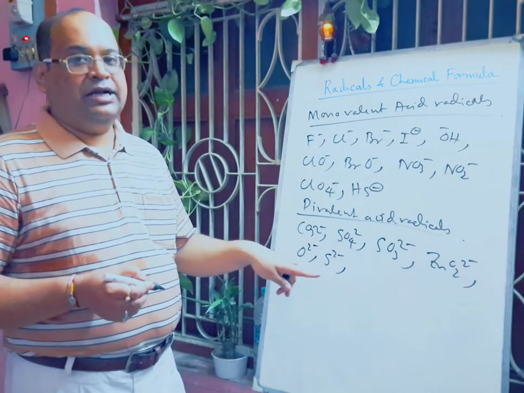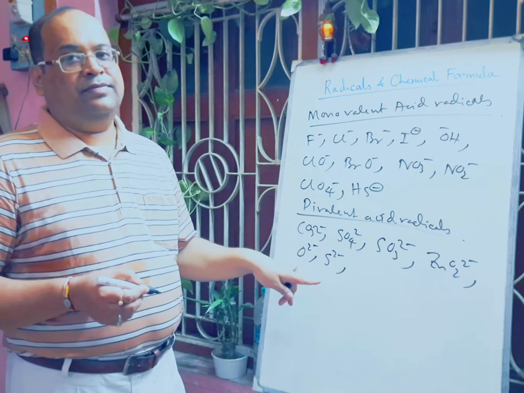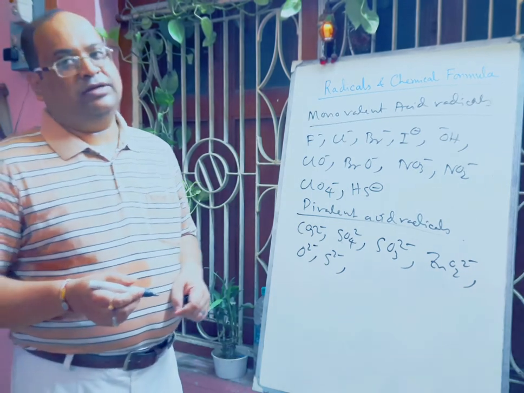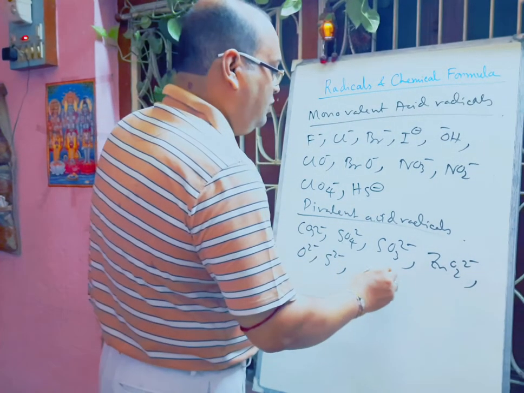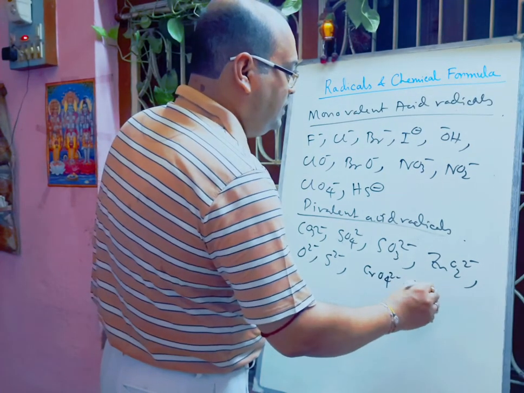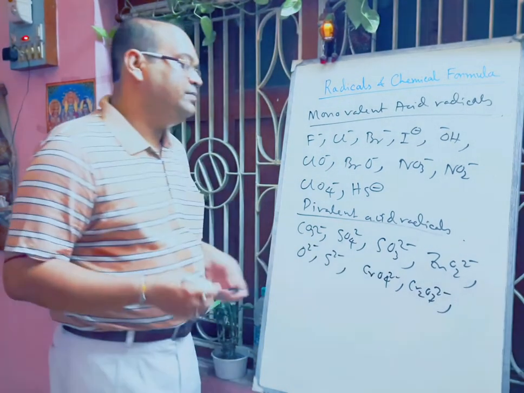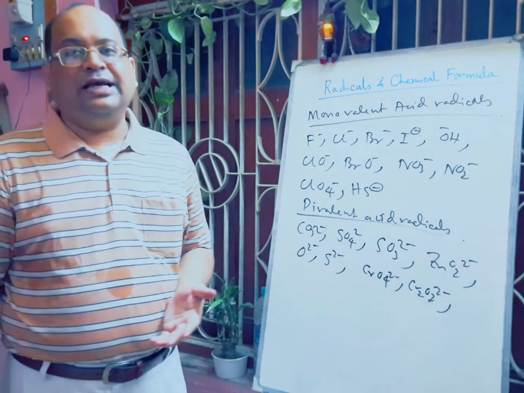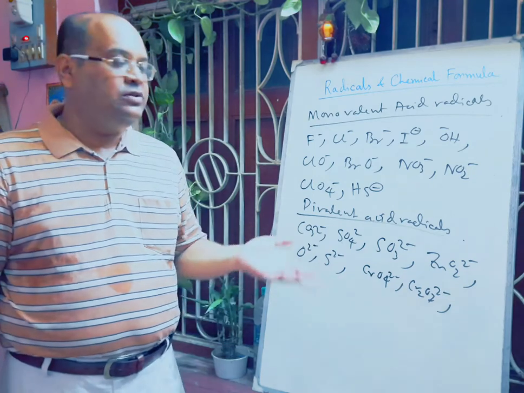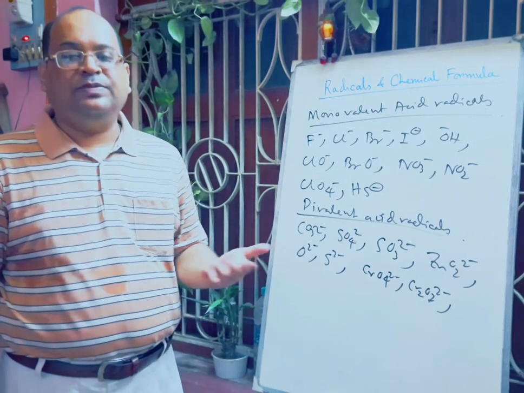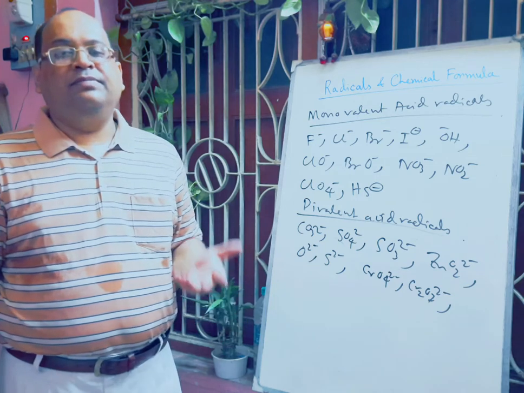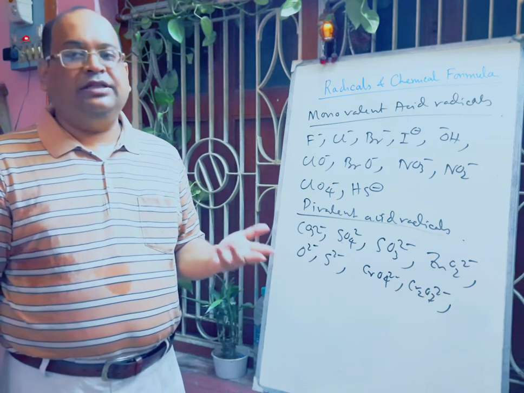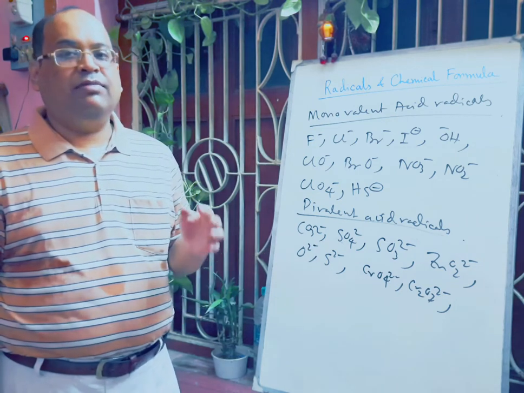Here also they are divalent. Understand? Next we can tell chromate and dichromate, CrO4 2 minus and Cr2O7 2 minus. So these are also divalent acid radicals. Next there are trivalent acid radicals like aluminate AlO3 3 minus, nitride N3 minus, phosphate PO4 3 minus, phosphide P3 minus, and borate BO3 3 minus. So this you have to keep in mind.